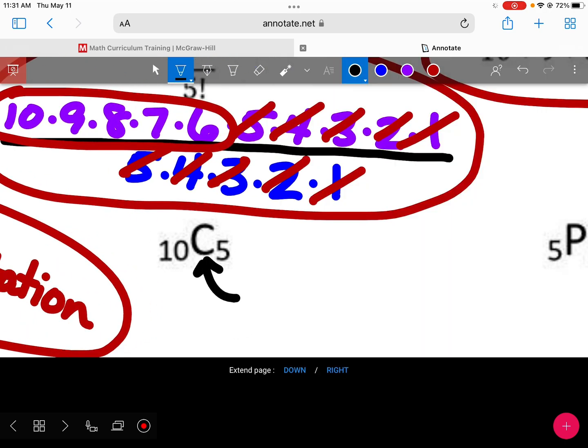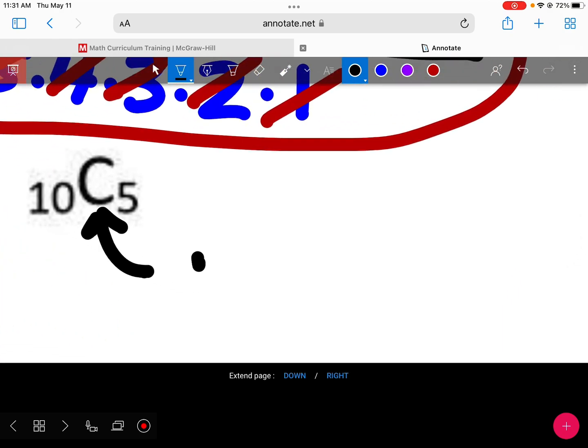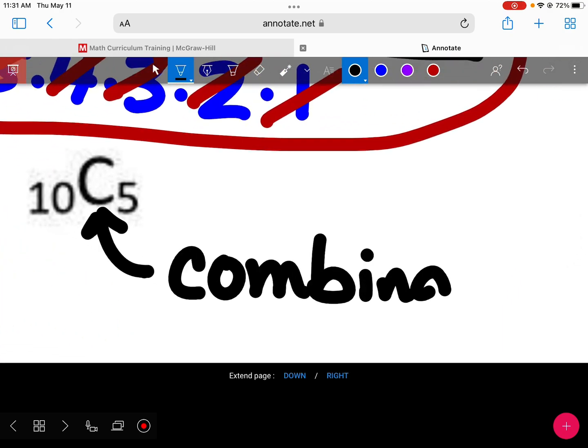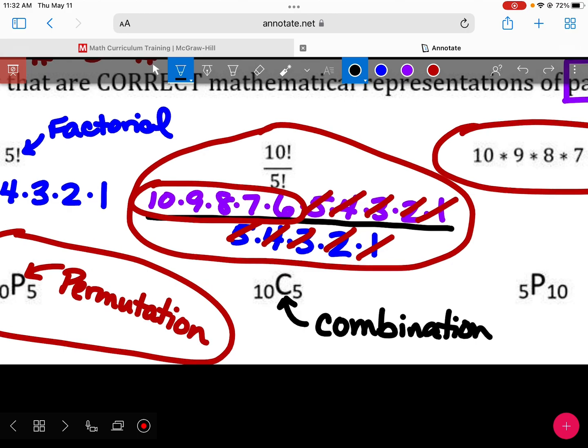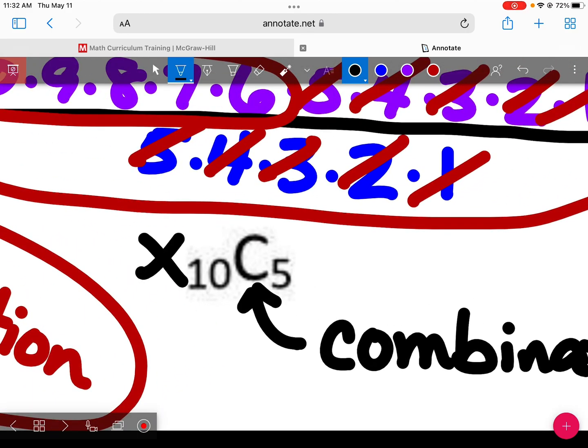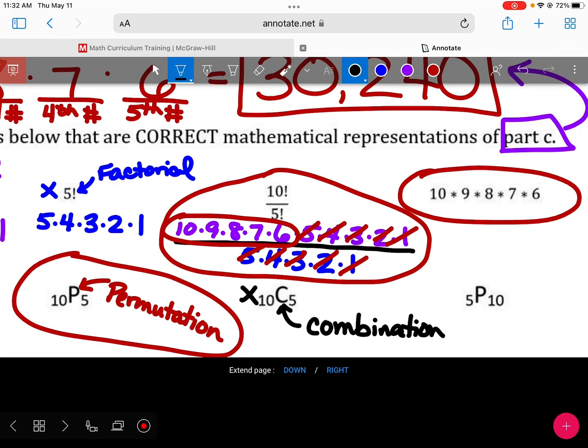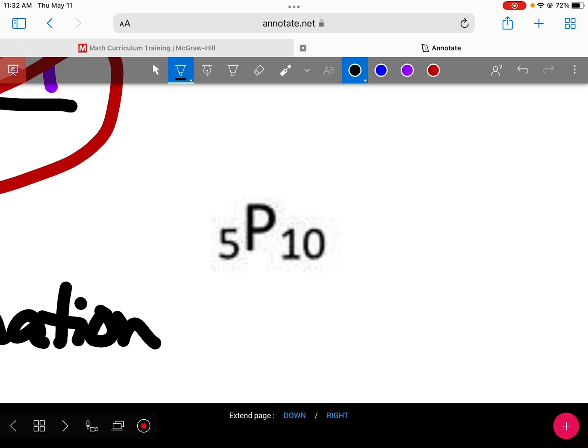What does the C mean in the next one over? Combination. Is this an example of a combination? No. The order of the numbers matters, so this is not a combination. What about that very last one? Is that the same? 5P10? Why not? We didn't start with 5 options. We started with 10 options. I can't start with 5 things and choose 10 of them. That's what this notation is saying. Like, I have 5 students in my room and I'm going to take 10 people outside. Can't do that.